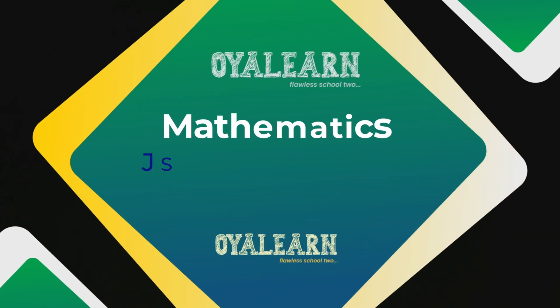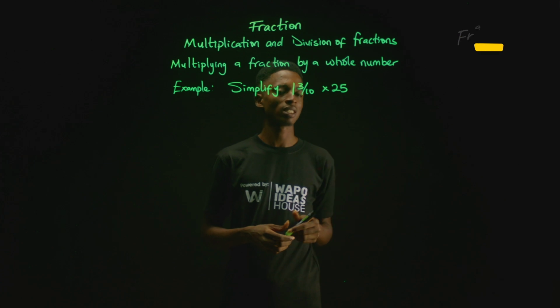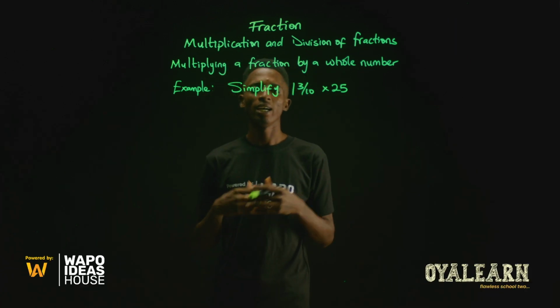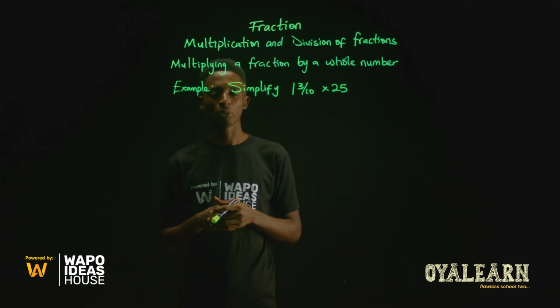Now let's simplify one whole number 3 over 10 multiplied by 25. Feel free to pause the video and try this yourself, and then compare your answer with the solution at the end of this video.